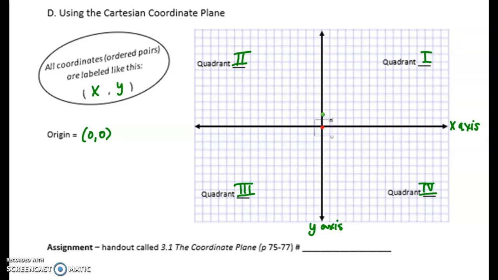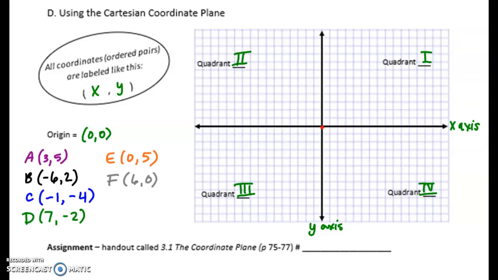Okay, I am going to put some points on the side here, and I would like you to practice plotting them. All right, so looking at point A, we have an x value of 3, 1, 2, 3. Here is where x equals 3. And a y value of 5. 1, 2, 3, 4, 5. Here is where y equals 5.